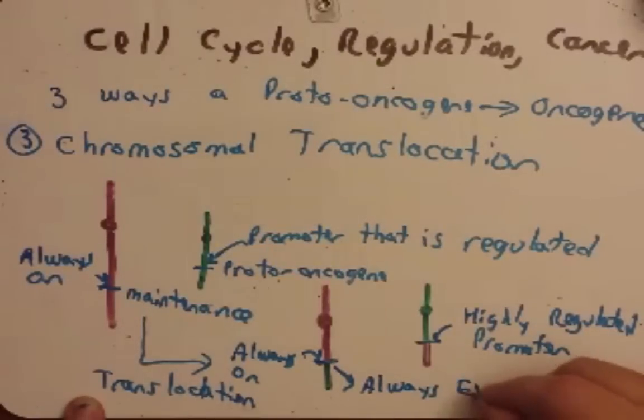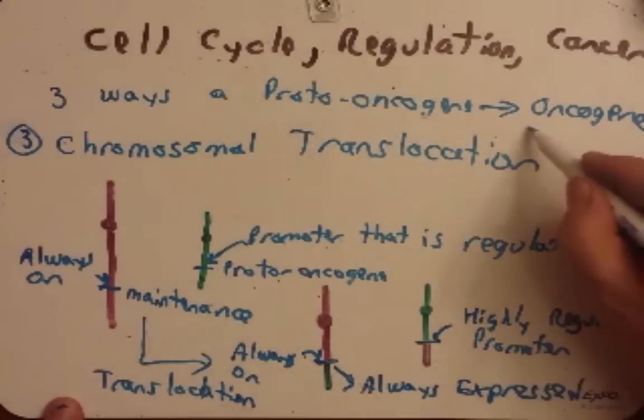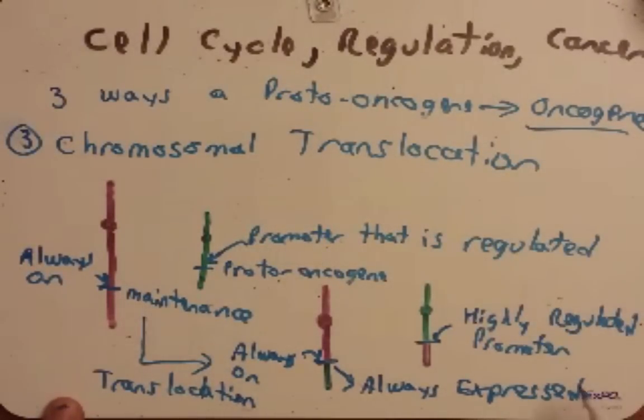And that's a recipe for disaster, because now you have created a situation, or the cell has created a situation, where it's always turning on a proto-oncogene. And since now there's less regulation of that proto-oncogene, now it becomes an oncogene. So an overexpressed proto-oncogene becomes an oncogene.